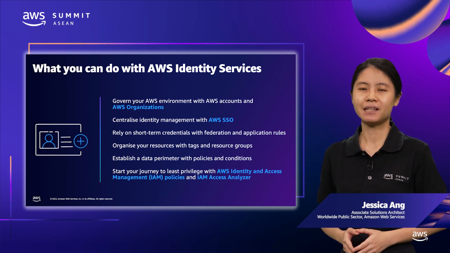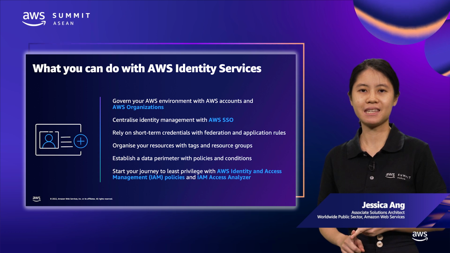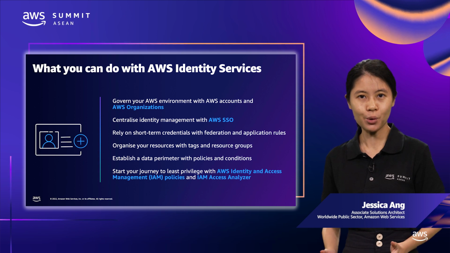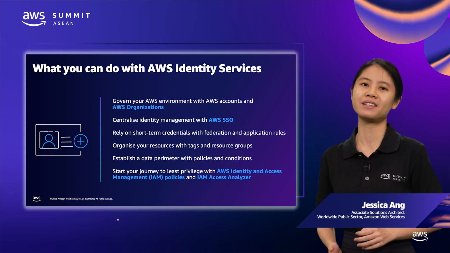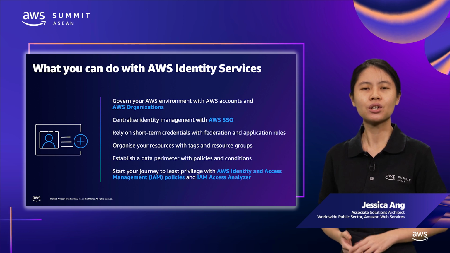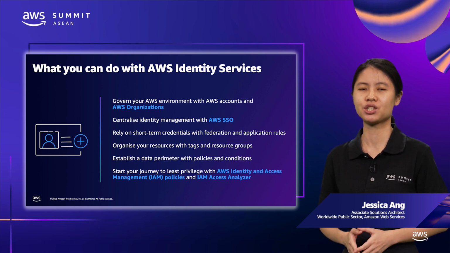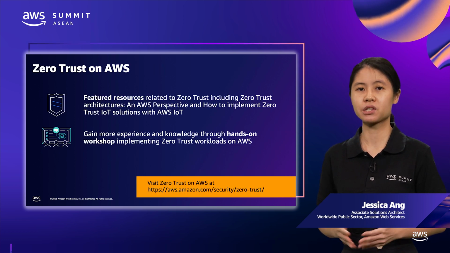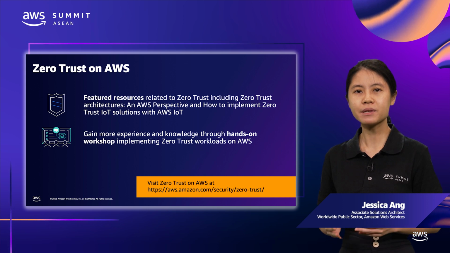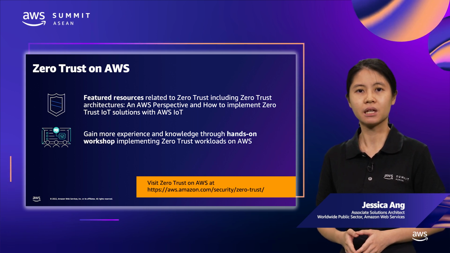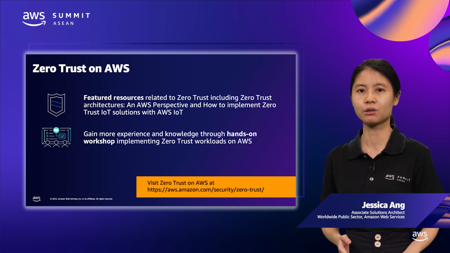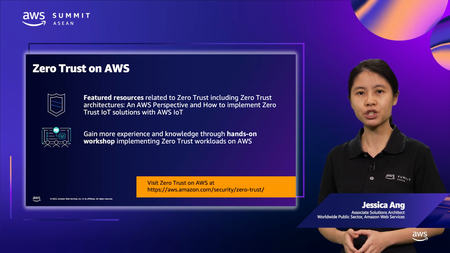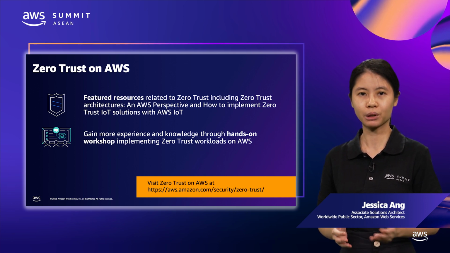Use a combination of identity-based policies, resource-based policies, and endpoint policies to establish a data perimeter, ensuring access to the right resources with the right identities from the right network. Last, continuously monitor permissions and usage to apply the principle of least privilege. You can learn more about Zero Trust on our website. Our Zero Trust landing page provides resources, including how to implement Zero Trust in IoT solutions with AWS IoT services. You can get hands-on through workshops on implementing Zero Trust workloads on AWS.